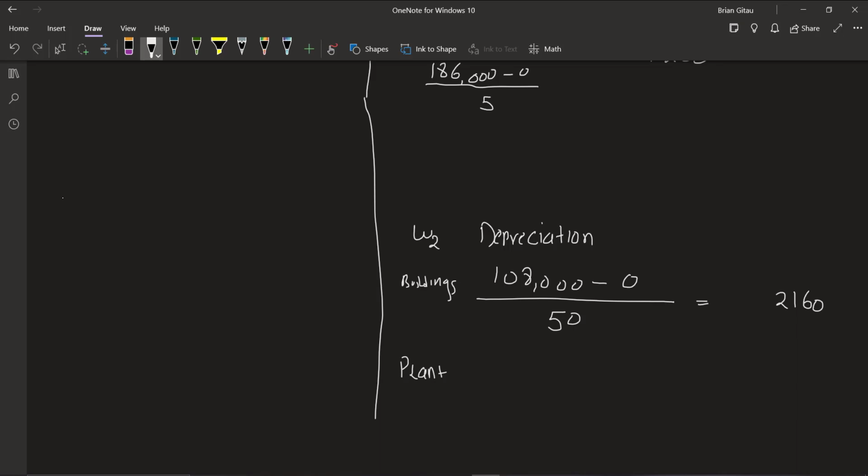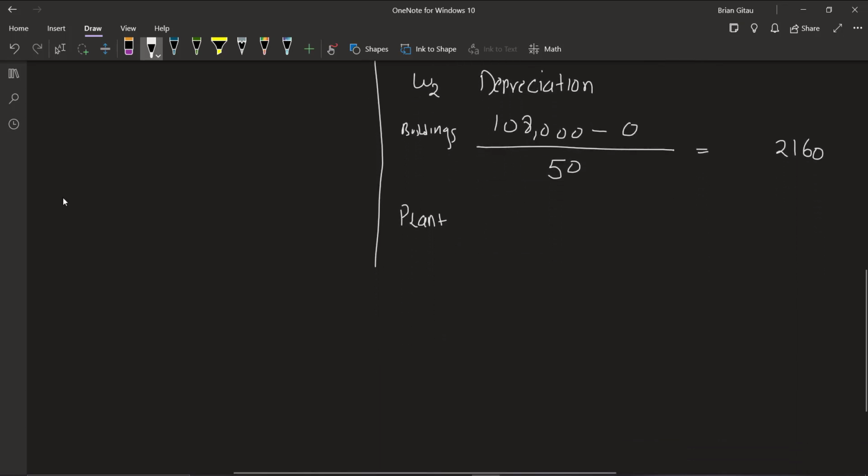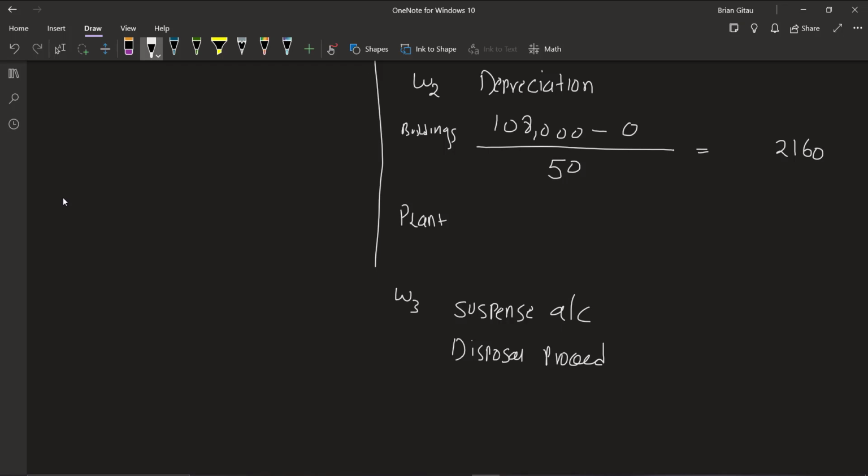So the first thing we are going to do for that case is to get whether we had any gain or any loss. So let's do that. We go ahead and have working number 3 here, the suspense account. We have our suspense account. So the disposal proceeds, we are told that, let's check.